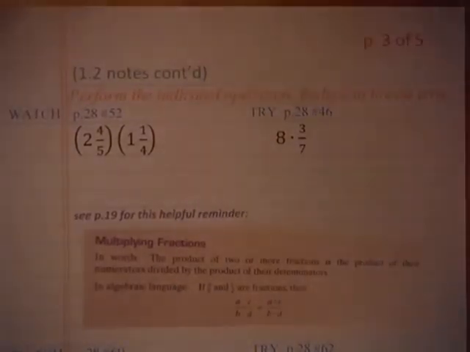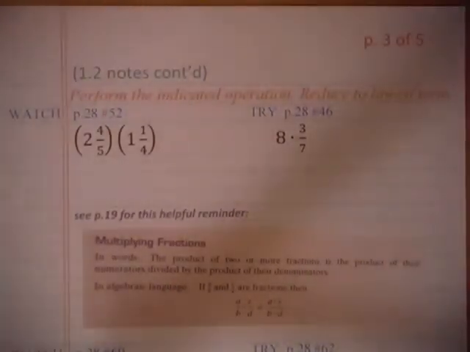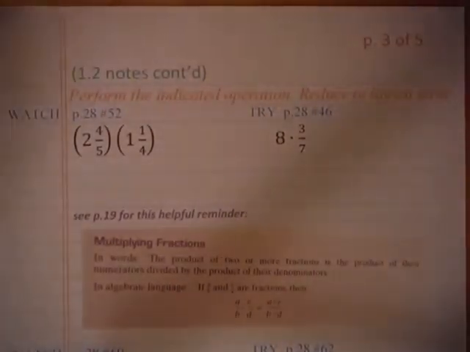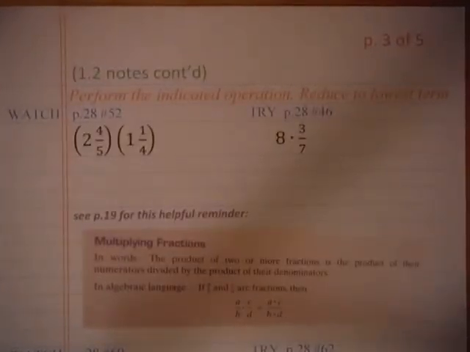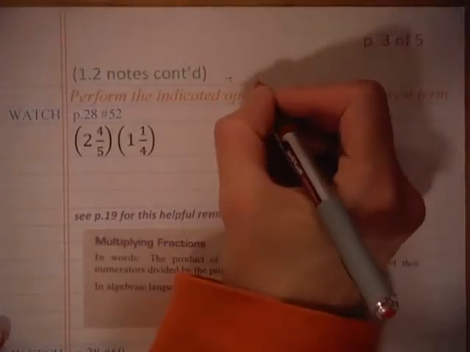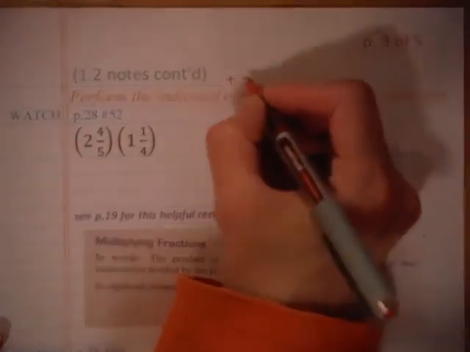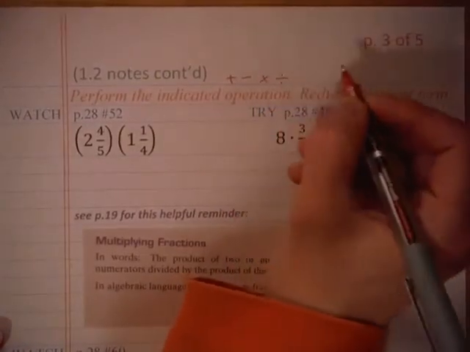Alright, here we are at the top of page 3 for section 1.2. And the instructions say that we're going to perform the indicated operation, reduce to lowest terms. We just finished adding and subtracting fractions, and now they're going to leave it open to, we need to use our visual cues for what operation we're going to be using. So it could be plus, minus, or addition, subtraction, multiplication, division.